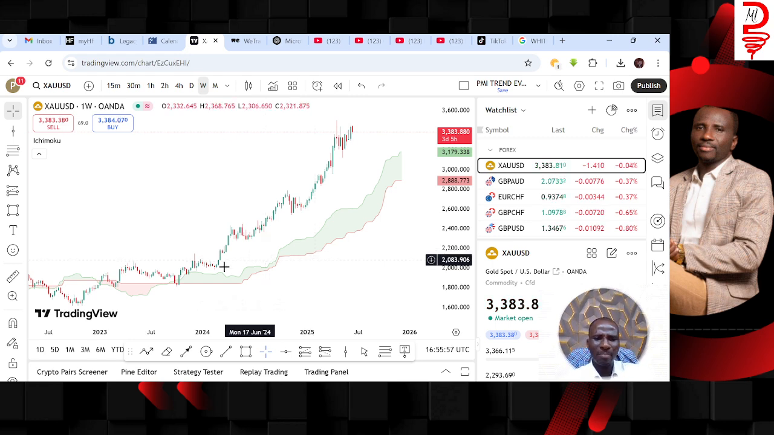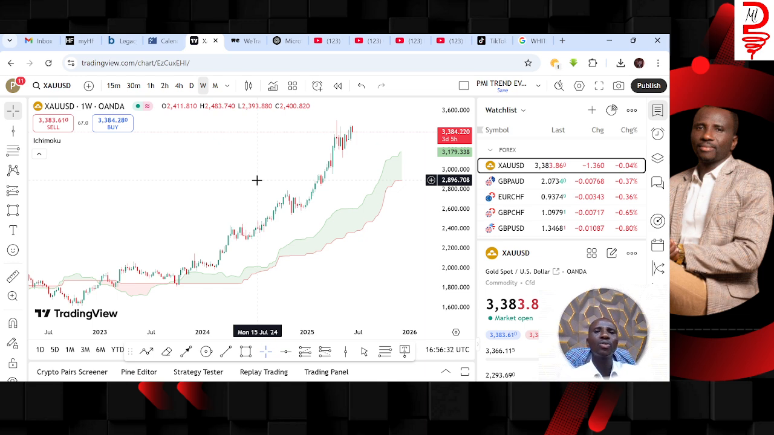I want you to just imagine, since March 2023, gold has been on a buy trend, and the tool has been showing us that the directional bias for gold is a buy. So once you confirm this, but take note, your chart must be on the weekly chart. This is very important because if you use any other time frame, it will not necessarily reflect the global stance as regards the direction of that particular asset.